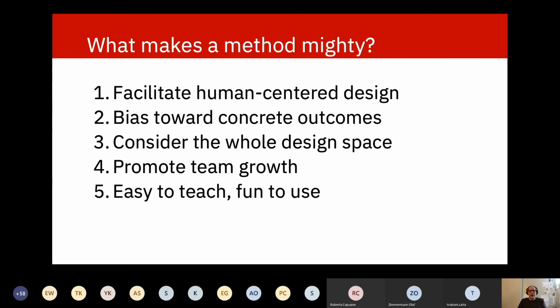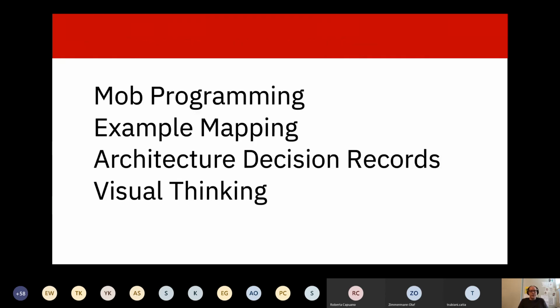All right, so 5 attributes of mighty methods: facilitating human-centered design, a bias toward concrete action. They look at the whole design space. They promote team growth, and they're easy to use, easy to teach, and fun to use. We saw examples from 4 different things. I know it's not as deep as I would have liked to have gone, but I hope that there was enough for you to get started with some of these. Mob programming, example mapping, architecture decision records, and some examples of visual thinking.